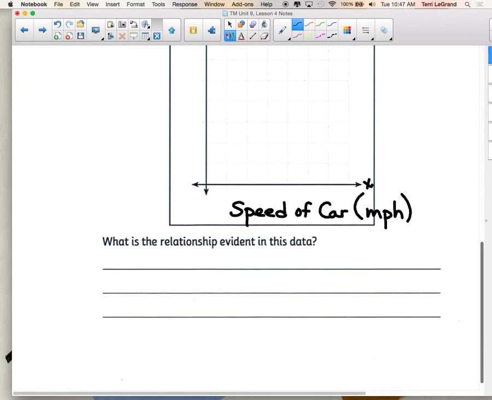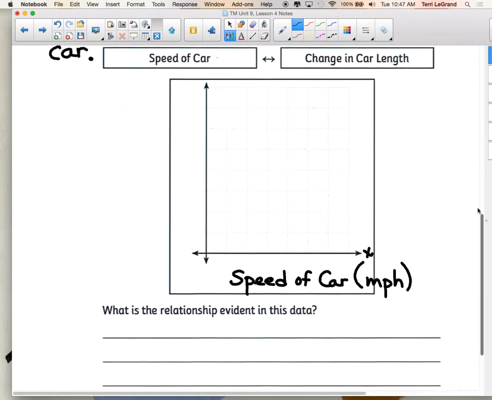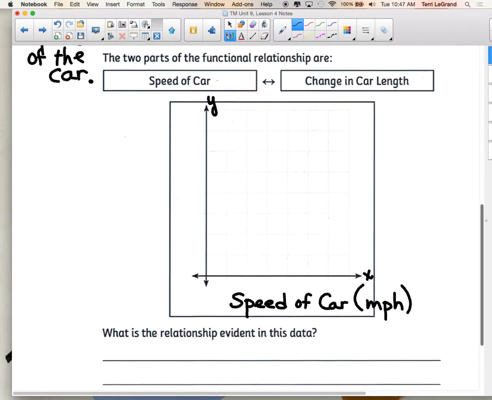So that's our input. Now let's also put a little X here at the end of that axis, because the horizontal axis is always the X-axis. And the Y-axis is the vertical axis. So let's go up here and put a little Y at the top. And then I want you to put the change in car length on your Y-axis, because that's our output. So change. We don't want to put just car length, because then that would mean we'd have a car that's only 1 inch, and a 2-inch car. That doesn't make sense. So we say change in car length.